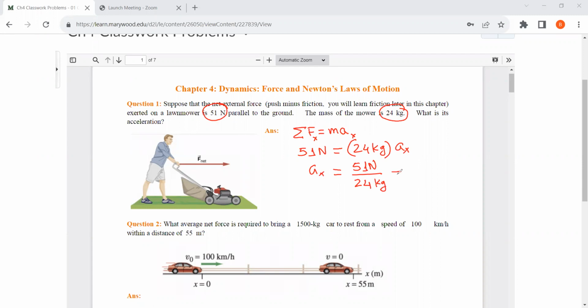and it is 2.1 meter per second square. The unit of acceleration is meter per second square. So this is the easiest one. All right, let's move on.